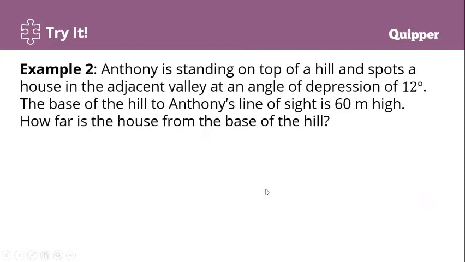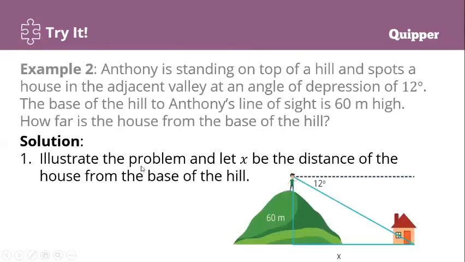Second, Anthony is standing on top of a hill and spots a house in the adjacent valley at an angle of depression of 12 degrees. The height from the base of the hill to Anthony's line of sight is 60 meters. How far is the house from the base of the hill? First, illustrate the problem. Let x be the distance of the house from the base of the hill. You have 60 and 12.